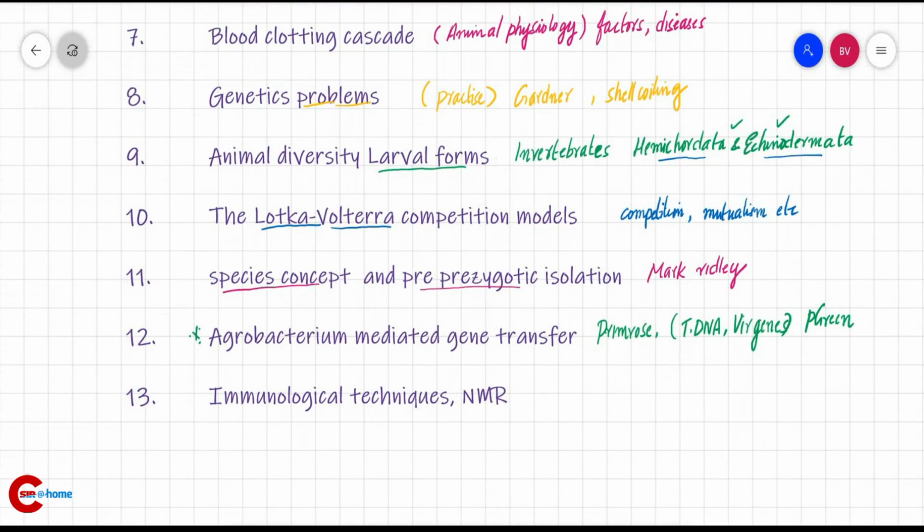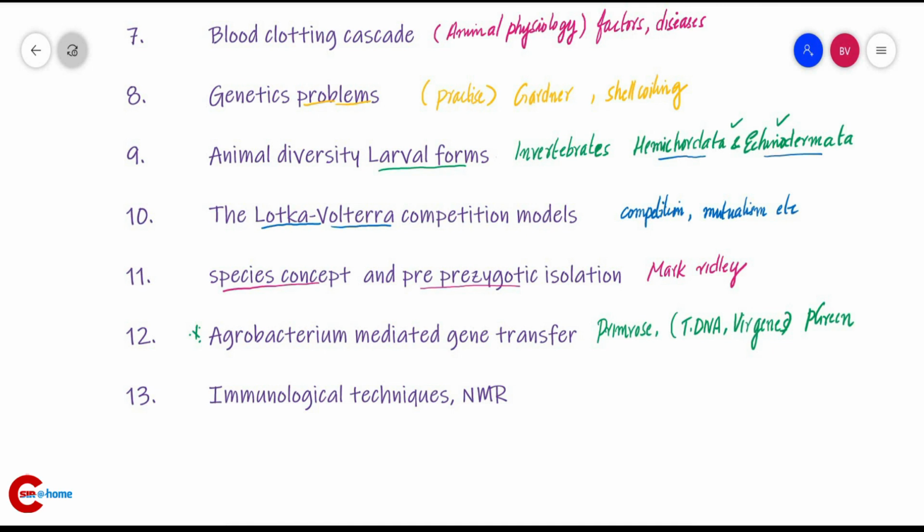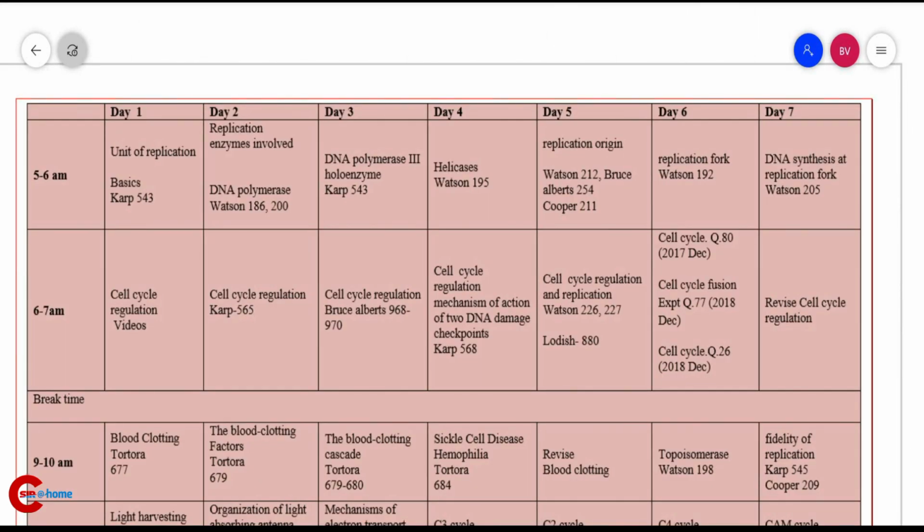From methods, you have to study immunological methods, RIA, ELISA, etc. You can refer to Rob Reed, and also study NMR. That's also very important. If you have followed our previous timetable, just revise all those things. Or if you are new, just start studying, no problem. These are the important topics.